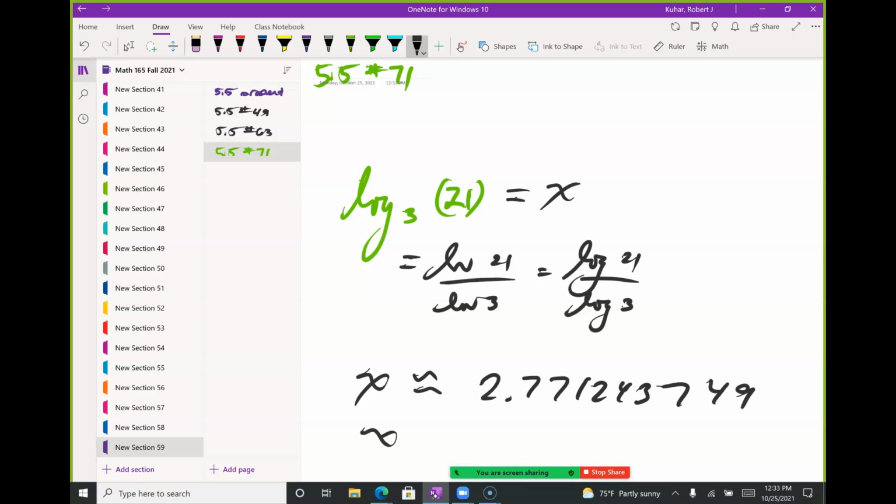So 2.7712434749. So x is maybe 2.8, 2.77. I don't care what you round. Professor, how many decimal places do you usually want us to round to? I don't care. Like, I'm not an engineer.